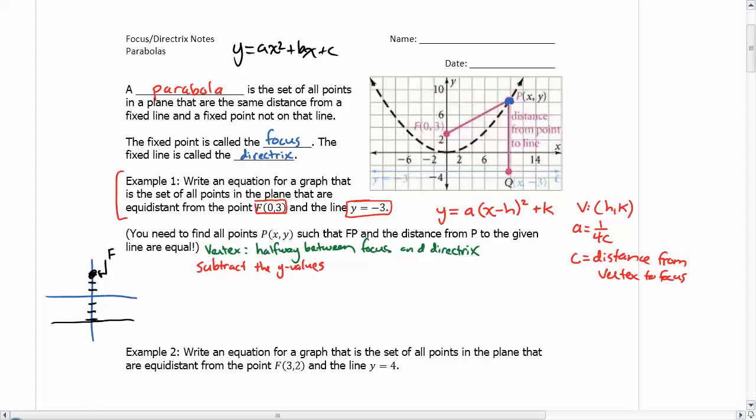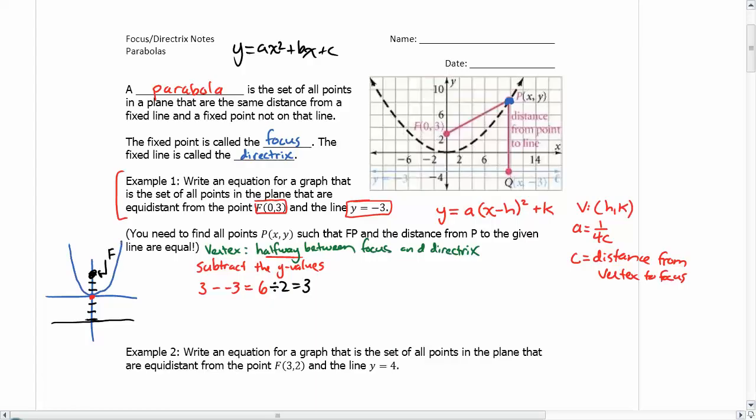If you do that, the y value from the focus is 3 and the y value from the directrix is -3. If you subtract them, 3 minus -3, it's a distance of 6. We want to go halfway between, so we divide it by 2, and we're going to count down 3 from the focus, or up 3 from the directrix. So it's going to be exactly between. Down 1, 2, 3, you can see that the red dot I put there is exactly at the origin. Now we know our vertex is at (0,0).